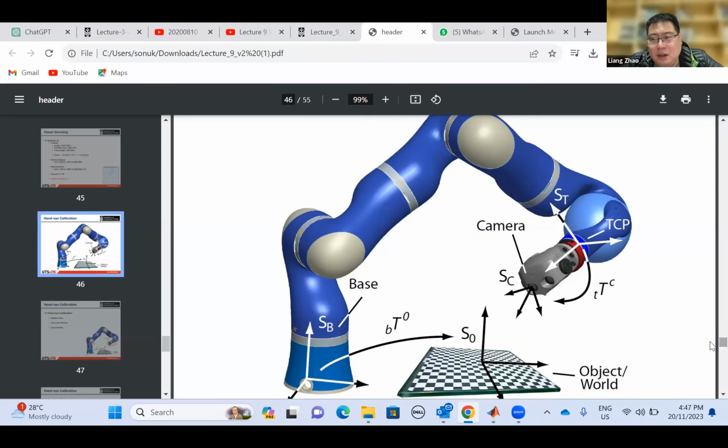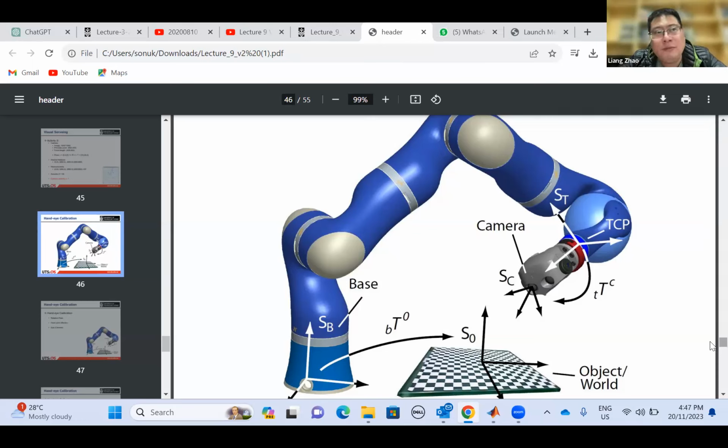This can be calculated from the forward kinematics of the robot, right? So when you move the robot, you will know what's the pose of the end effector, right? That is from the forward kinematics. Then when you move it, you have a sequence of those poses. And then you can have a corresponding sequence of camera poses with respect to the checkerboard because it's looking at the checkerboard, right?